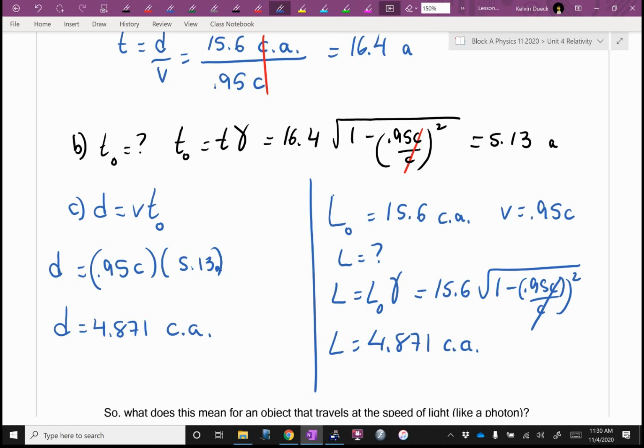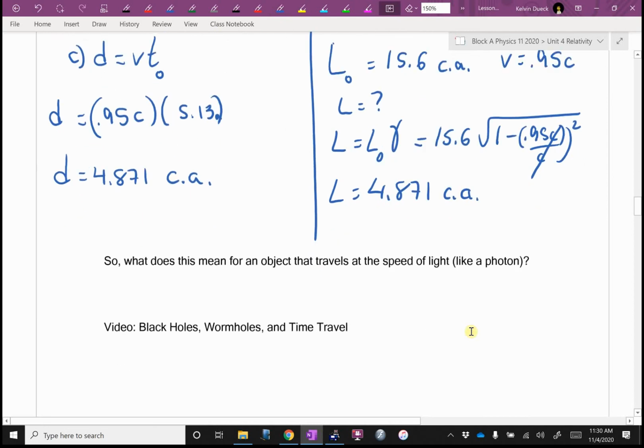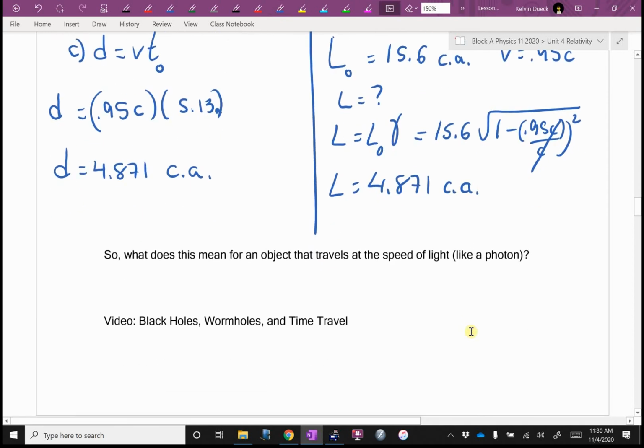I'll take your question at the end, because here's where it gets weirder, but cooler. So what does this mean for an object that travels at the speed of light, like a photon? Let's take this length equation and let's put in the speed of light. So instead of a v on the top, put a c there.